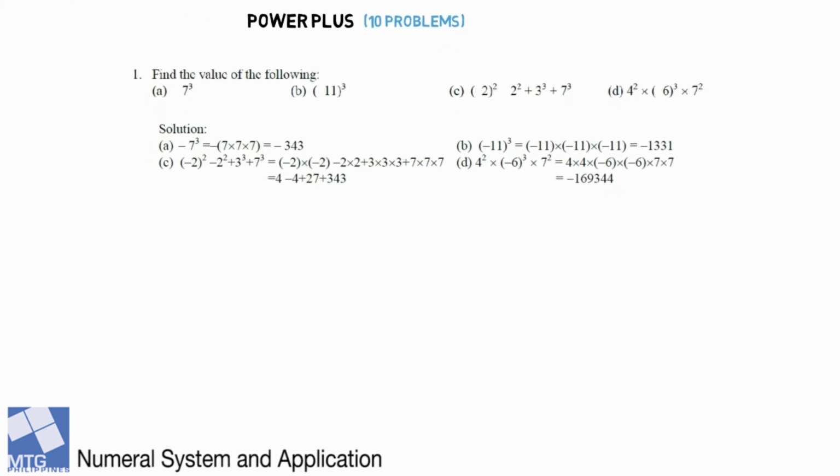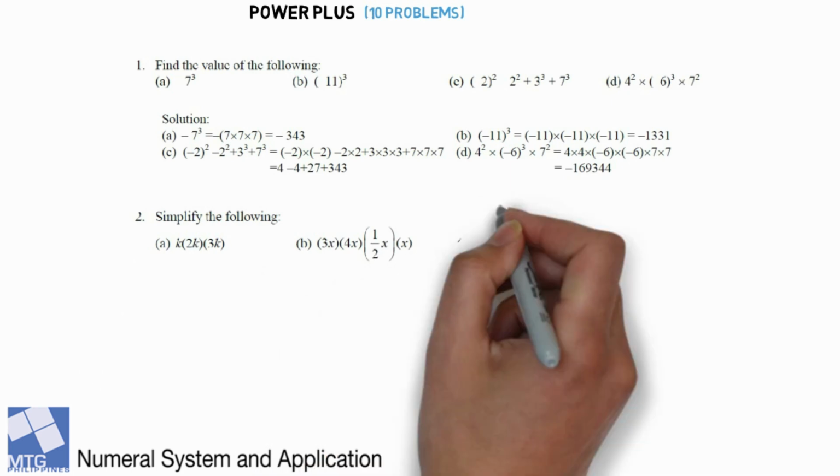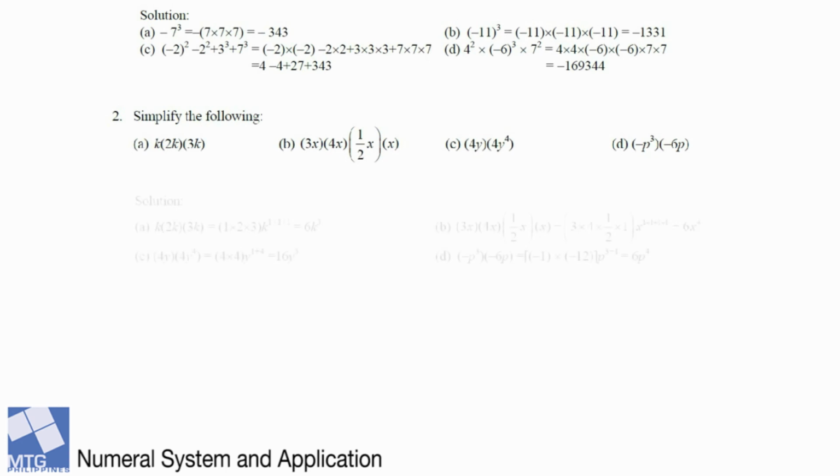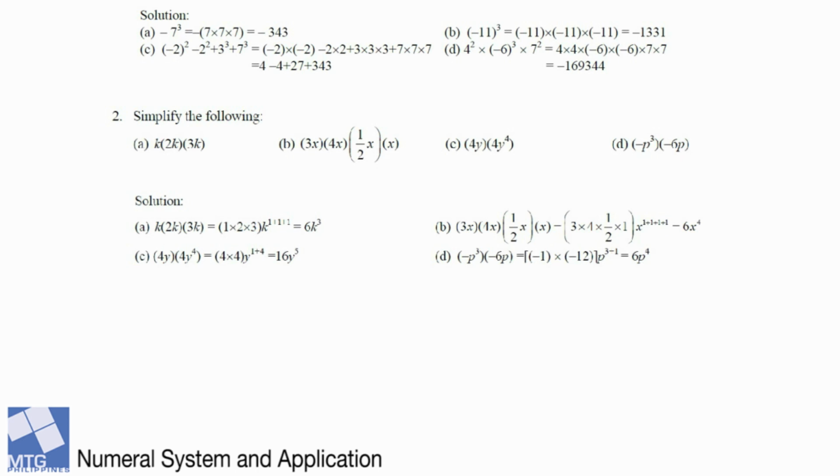Item number 2. We are tasked to simplify the following expressions. For part A, we have k times 2k times 3k. This is just an application of the product rule. We simply have to multiply 2 and 3 to get 6. Then for the expression k, we will have to add the exponents. So we will have k raised to 1 plus 1 plus 1. When simplified, we will have part A to be equal to 6k cubed.